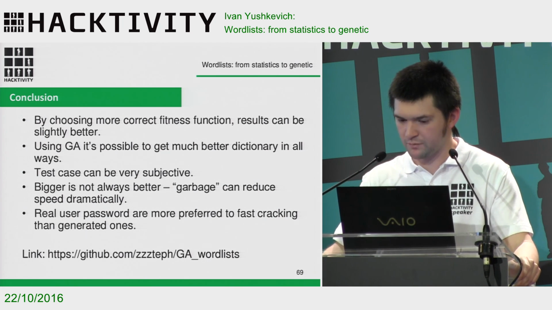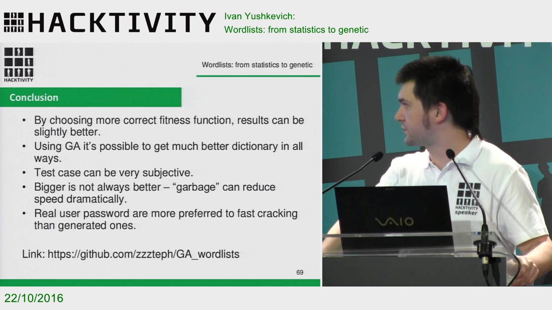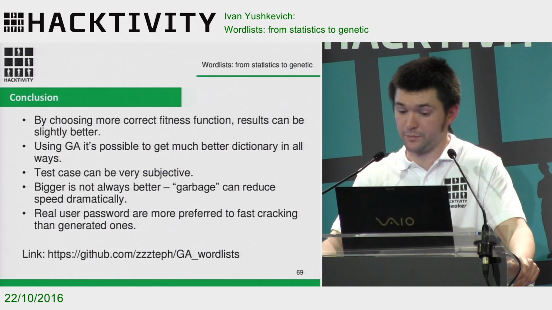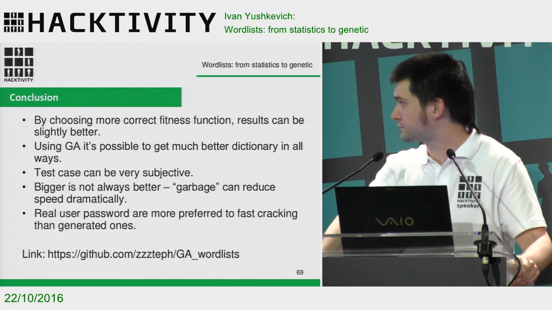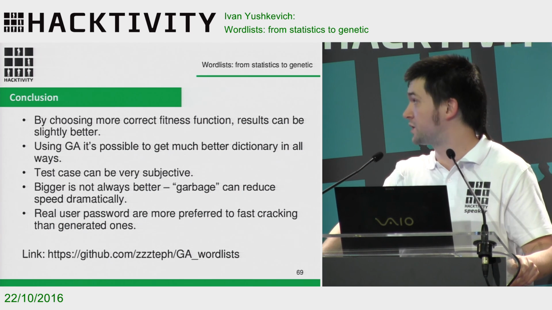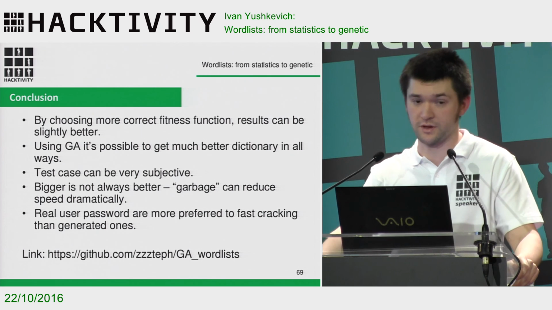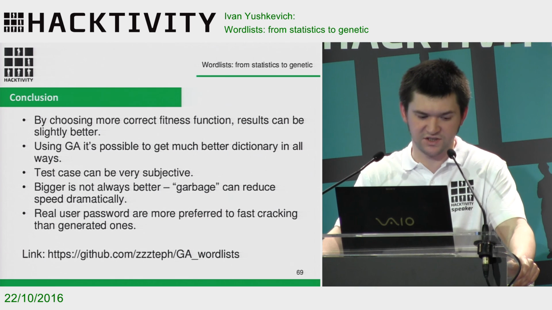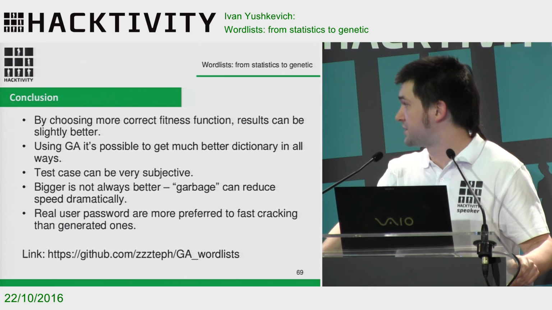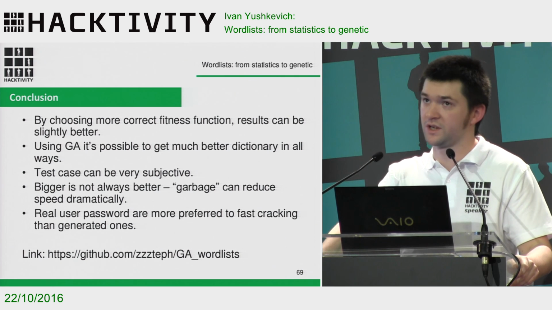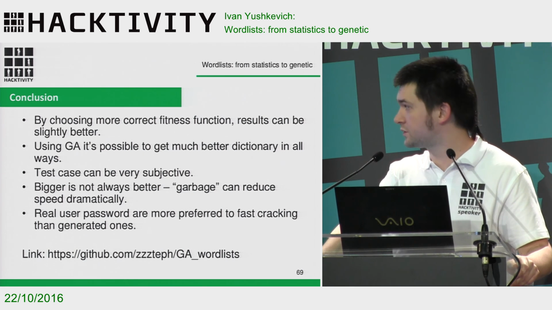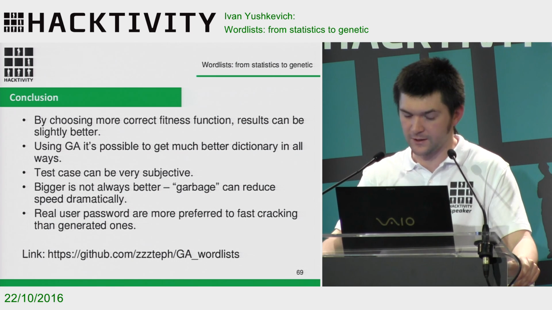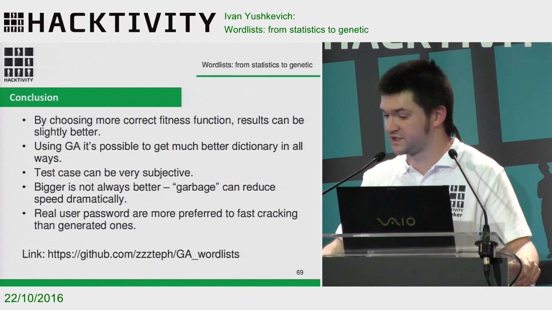And a little conclusion. First of all, genetic algorithms can help generate better dictionaries in some ways. The test case may be very subjective, so that's why there were a lot of them. A bigger dictionary is not always better because speed is really critical, and real user passwords are preferred over generated ones. And also, by this link you can find some results that we made during these tests.